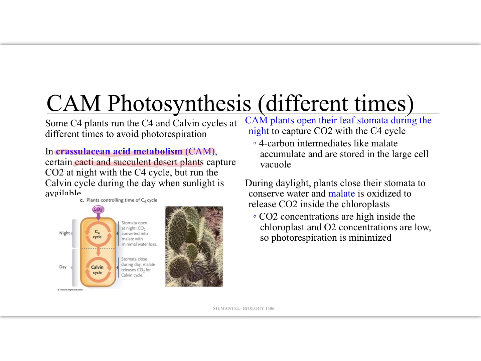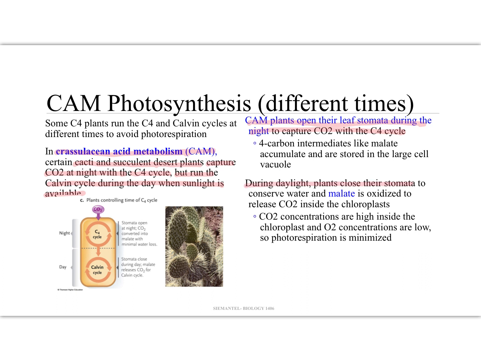So they have the ability of capturing carbon dioxide at night because that's when their stomata are open. So they are going to run the C4 cycle then, but then they run the Calvin cycle during the day when sunlight is available to make the ATP and the NADPH for the Calvin cycle to actually work. So can plants open up their stomata at night? That allows them to capture carbon dioxide and allows them to run the C4 cycle.